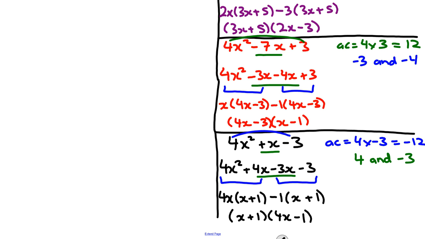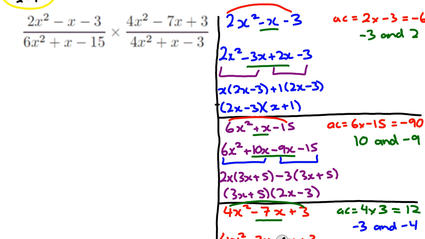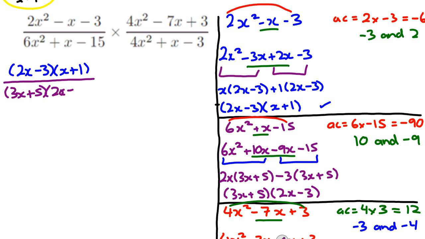So the whole point of this was now we can rewrite the fractions in their factorized form. The numerators and denominators in their factorized form. It's brilliant, because then we're going to be able to cancel down. So the numerator of the first one was in blue, so that becomes 2x minus 3, x plus 1. That's from this thing here. Next one in purple was the denominator. This was over 3x plus 5 brackets 2x minus 3. There's a multiply sign in the middle.